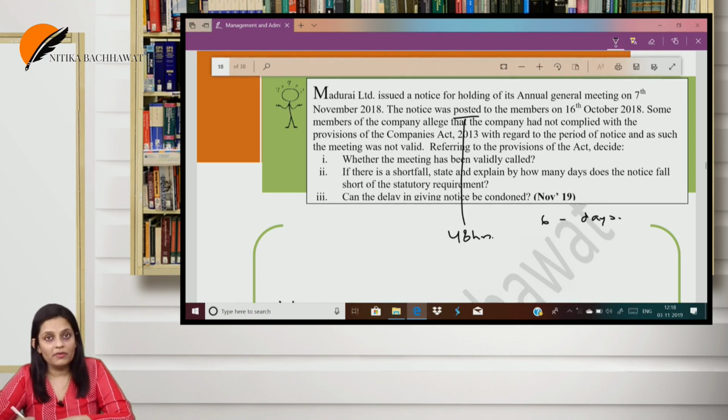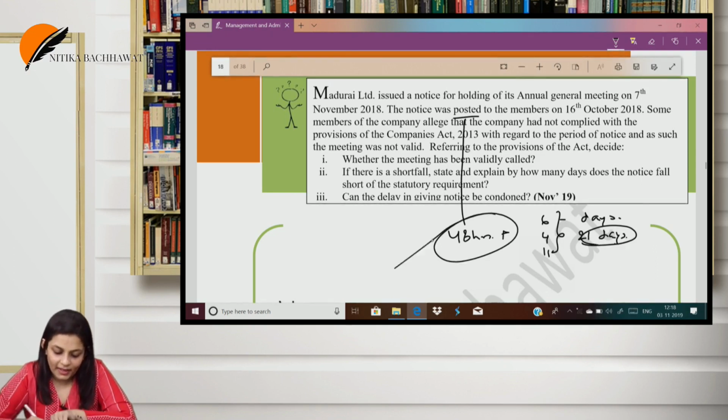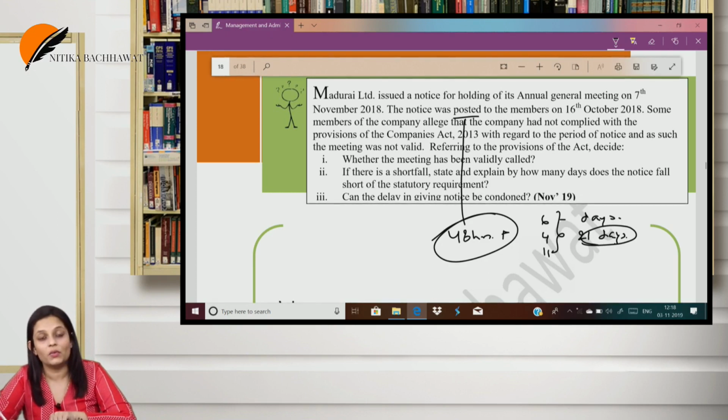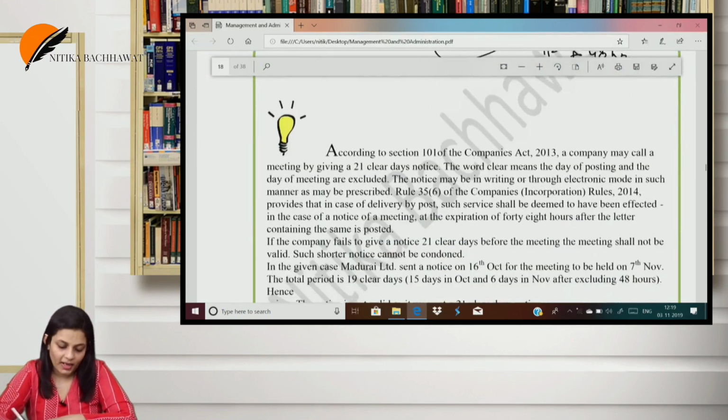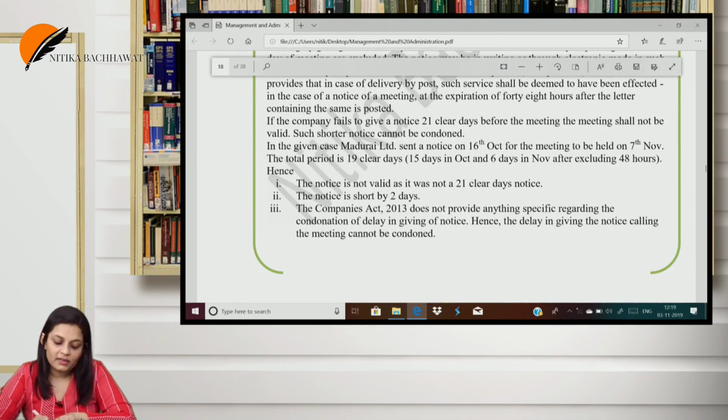6 days in November we are getting, and in October we are getting 16, 17, 18, 19, 24 days here, plus how many days? 11 days, right? So we are getting a total of 21 clear days. But then 48 hours has to be given as per section 20. When it is sent by post, it is deemed to have been served 48 hours after posting. So it should be 21 days plus 48 hours. So it is shorter by 2 days, or 48 hours. So the notice is not valid as it was not a 21 clear days notice. The notice is short by 2 days.